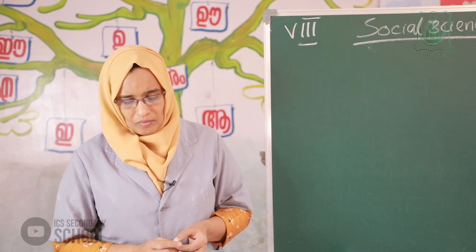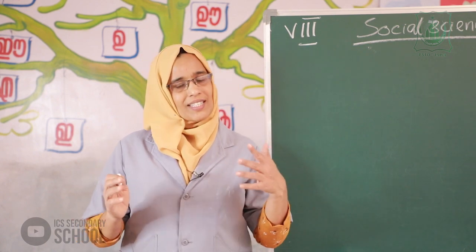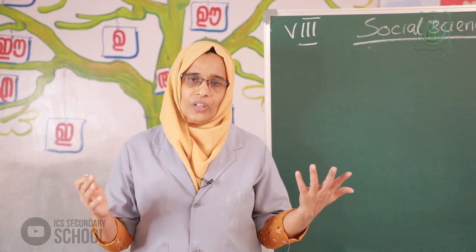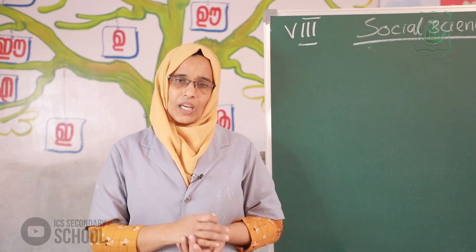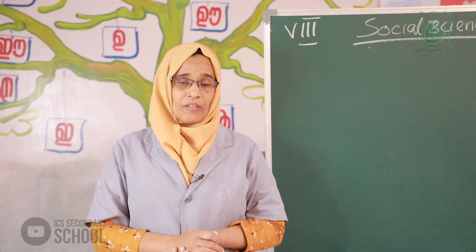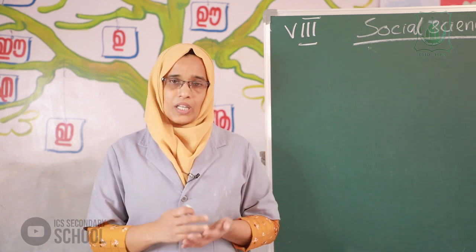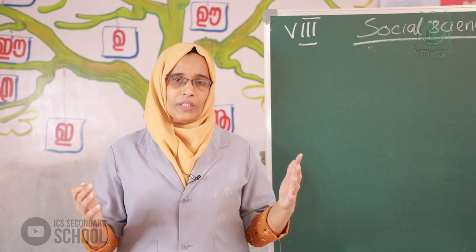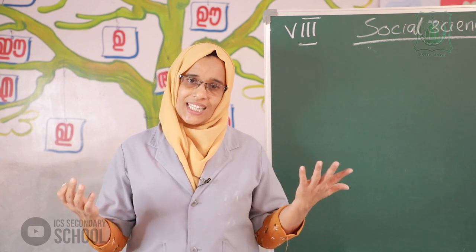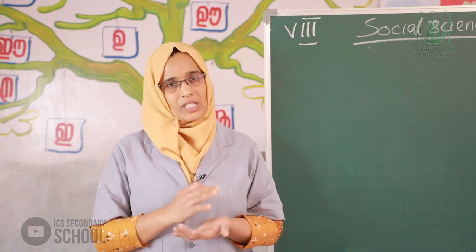Then what is Indus Valley civilization? Indus Valley civilization existed on the river bank of Indus and tributary rivers. Which are the 5 tributary rivers of Indus? Jhelum, Chenab, Ravi, Satluj and Beas. These are the 5 tributary rivers.